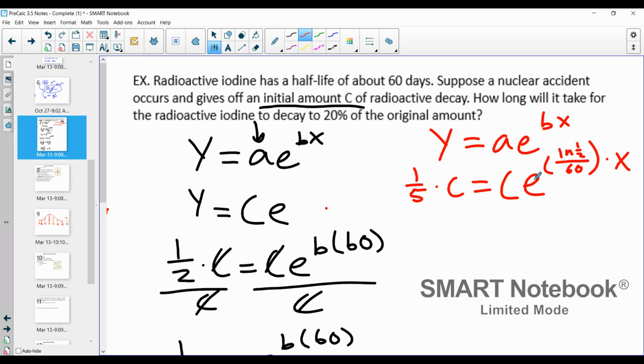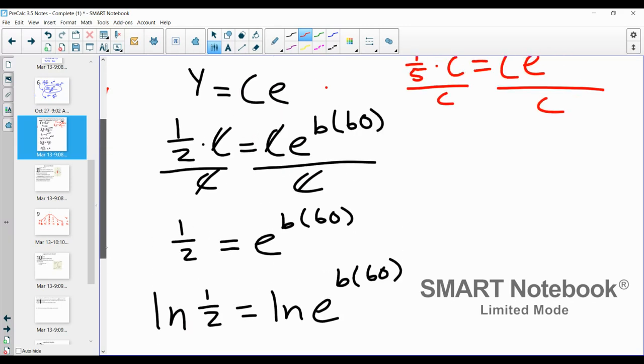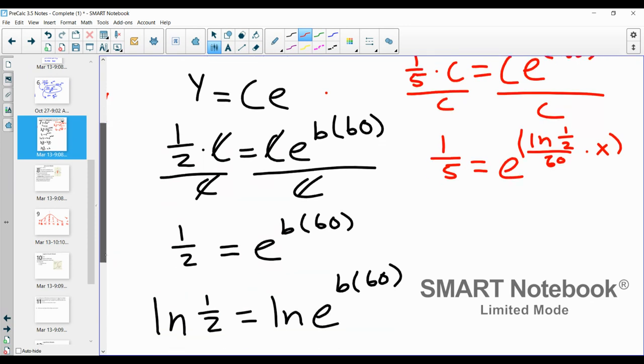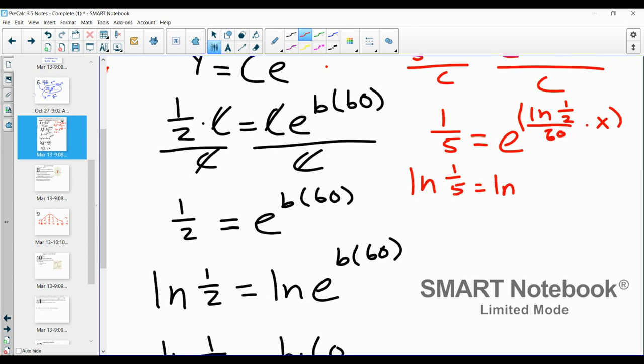Okay, so the first thing I'm going to do is again divide both sides by C because I can. Which leaves me with 1/5 equals E to the ln of 1/2 over 60 times X. I'm going to take the natural log of both sides so I can bring down that exponent. The natural log of 1/5 equals the natural log of E to the ln of 1/2 over 60 times X, which reduces to ln of 1/5 equals ln of 1/2 over 60 times X.